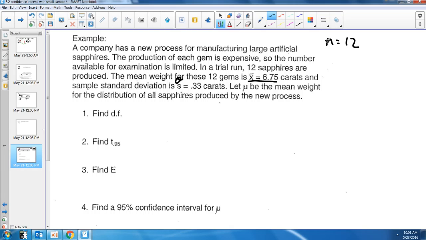The question is, what is the confidence interval, just like we did before? What is your approximation for your population mean, given that you're talking about 95%? So the first thing we do is find the degrees of freedom. That's going to be 12 minus 1, and 11. Then I'm going to go to the table, and I'm going to look at 11 and where it crosses with 0.95 to find my t-value, and the t-value turns out to be 2.201.